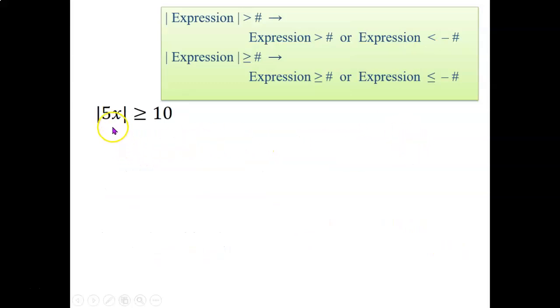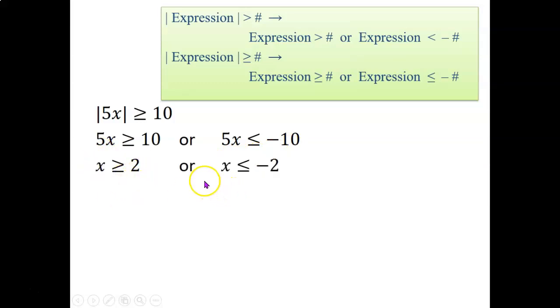Let's try another example. The absolute value of this expression, 5x, is greater than or equal to this number, 10. So for the absolute value of something to be greater than or equal to 10, the something has to be greater than or equal to 10, or it has to be less than or equal to negative 10. 5x is greater than or equal to 10, or 5x is less than or equal to negative 10. To finish solving those for x, divide both sides by 5. X is greater than or equal to 2, or x is less than or equal to negative 2.